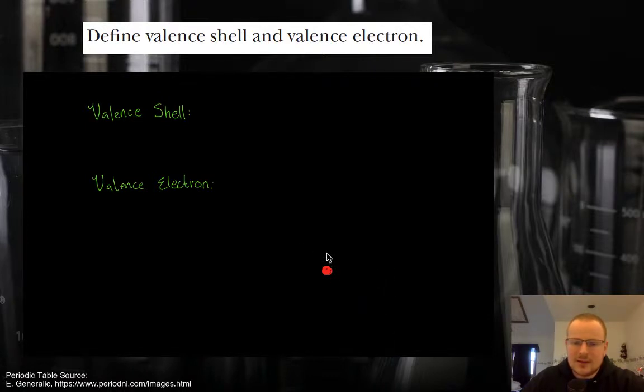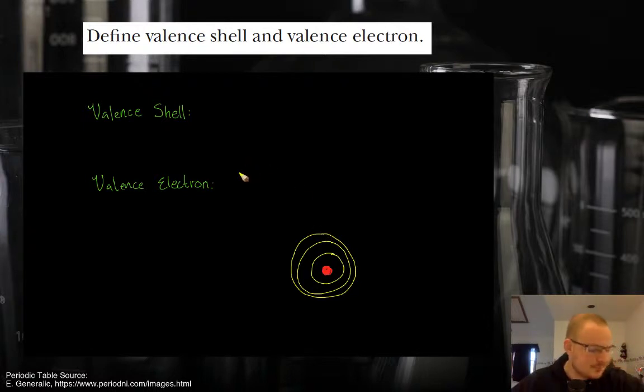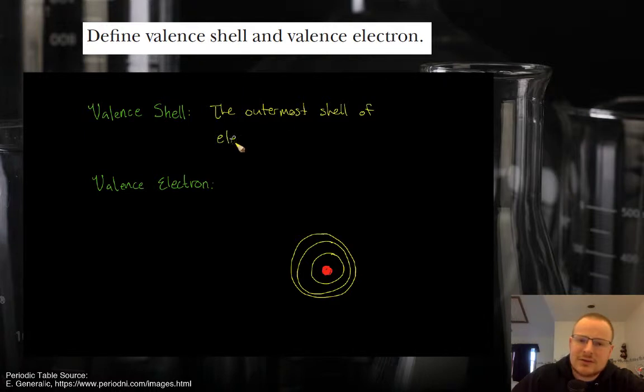the valence electrons just happen to be the electrons that are in the shell furthest away from the nucleus. So the valence shell is the outermost shell of electrons of an atom.